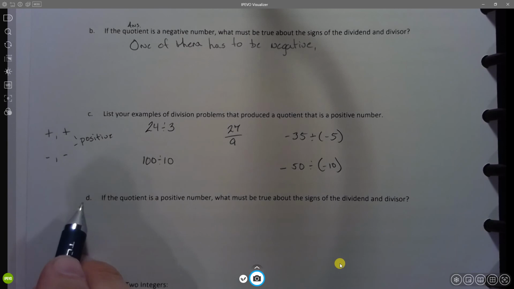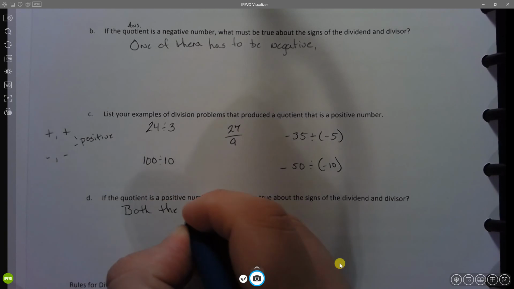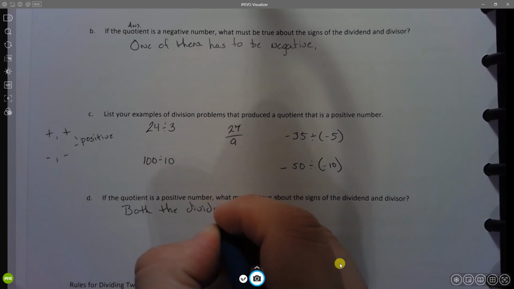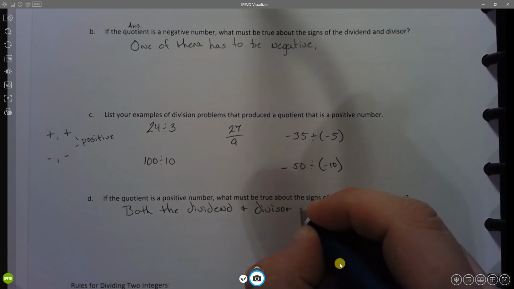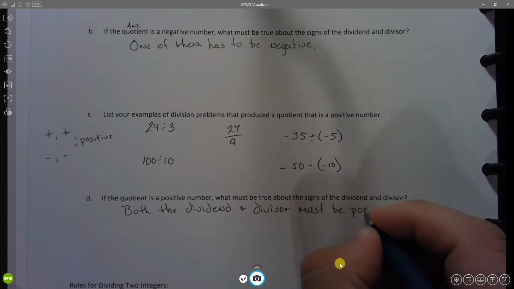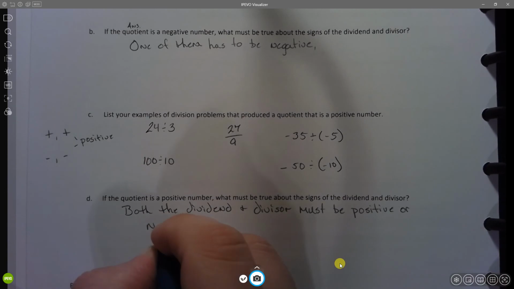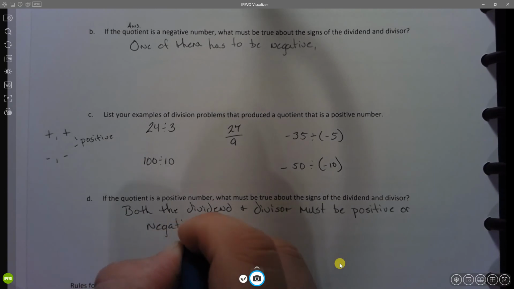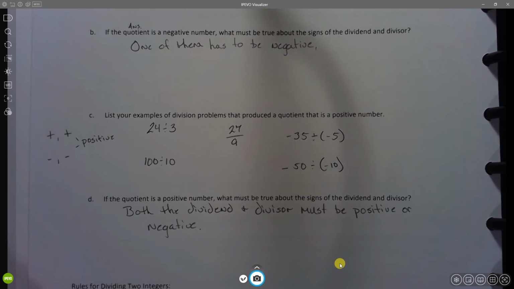Okay, and that oddly enough is our answer for part D. Okay, both the dividend and divisor must be positive or negative. Okay, so they either both are positive or they're both negative in order to get a quotient that is positive.